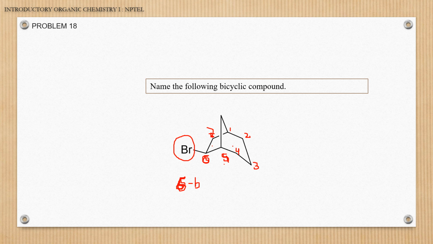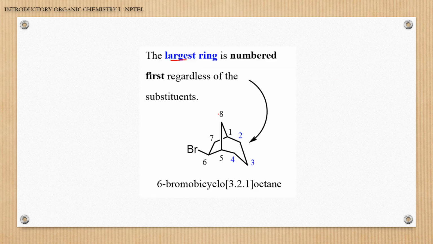The bicyclo, the ring numbers of carbon atoms, and the parent chain. So now the parent chain is 1 2 3 4 5 6 7 and 8, so it is an octane system. Fine. So now you can see 6 bromo bicyclo. First of all, you have to write the highest number, that is 3 3, the second ring having 2 carbon atoms, and the third ring having only one carbon atom.